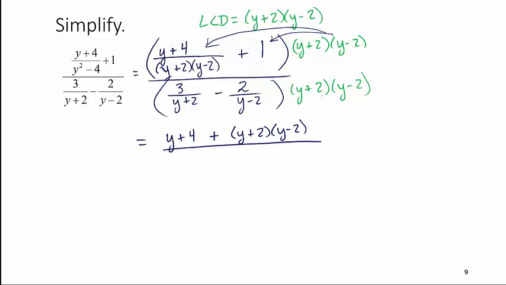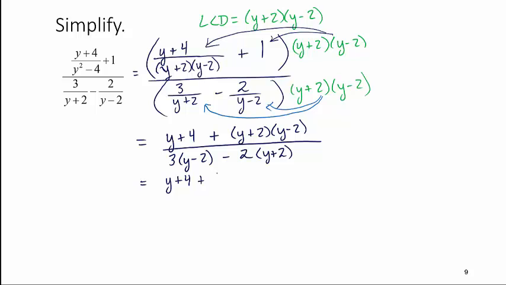Okay. Now down here, I've got to distribute this over as well, right? So 3 over y plus 2 times that LCD. So the y plus 2's will cancel. We'll be left with 3 times y minus 2. Minus 2, now I've got 2 over y minus 2. So the y minus 2's cancel, and I'm left with y plus 2 in the numerator. So 2 times y plus 2. Okay, so from there, we're going to distribute.